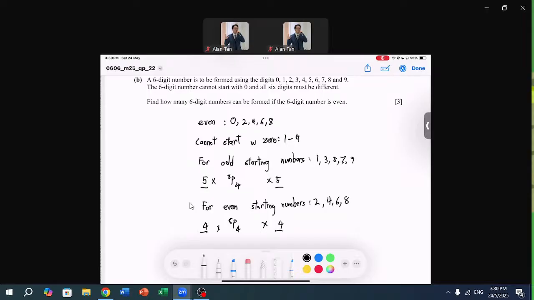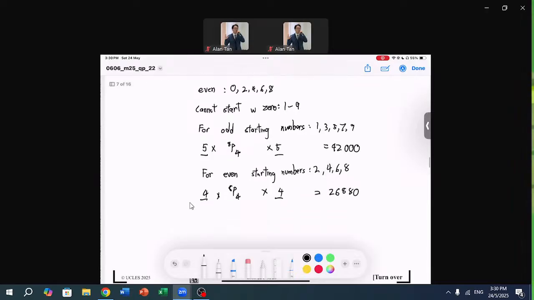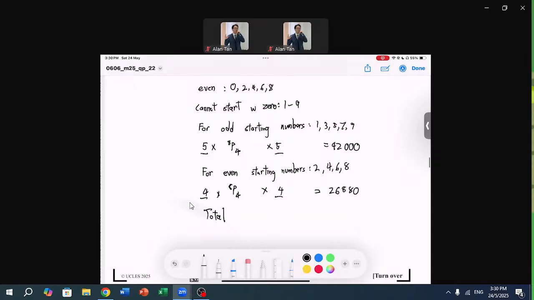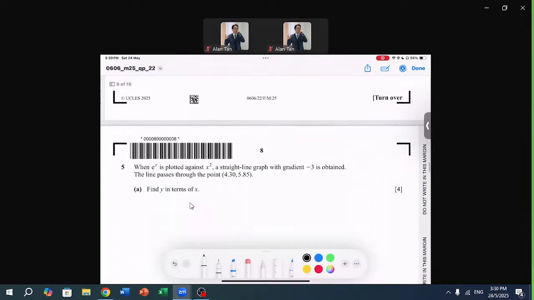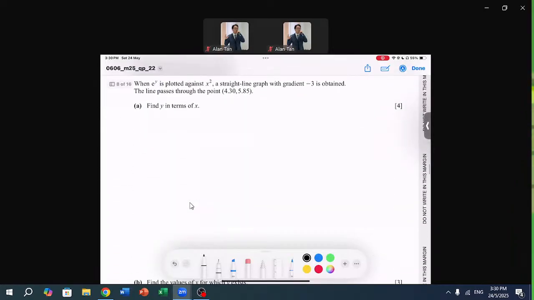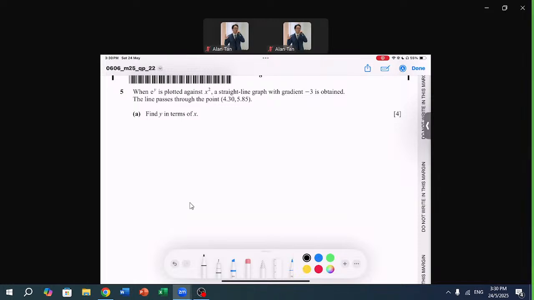So what we get is 6 digits, right? So we get 42,000 and 16 is 26,880. Total will be 68,880. 888. Very lucky number. Okay. Alright, so we see a good news where we see that they're not going to ask us to plot points.